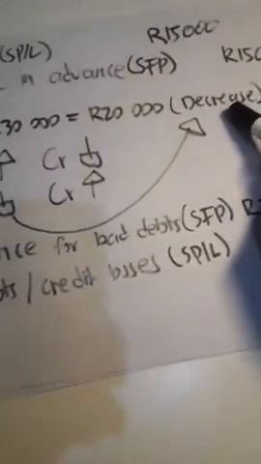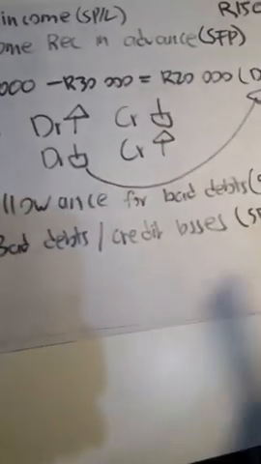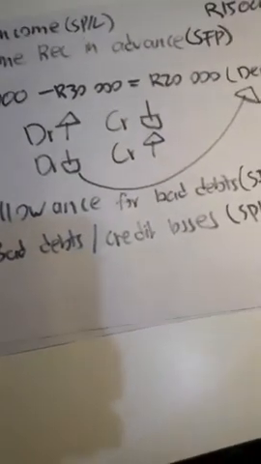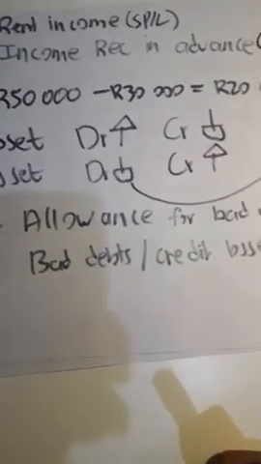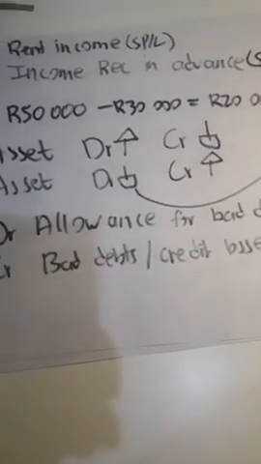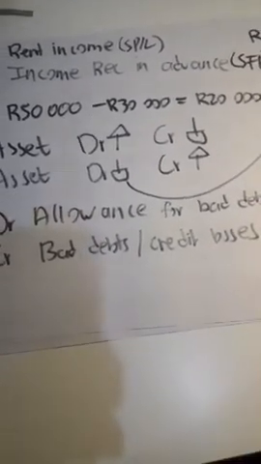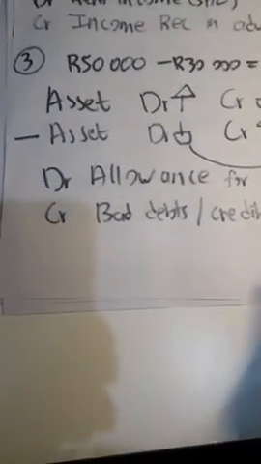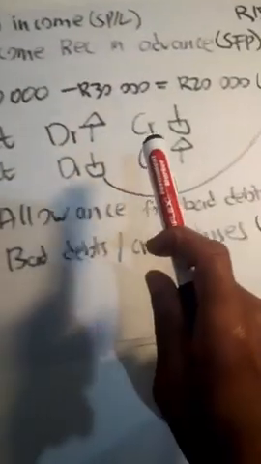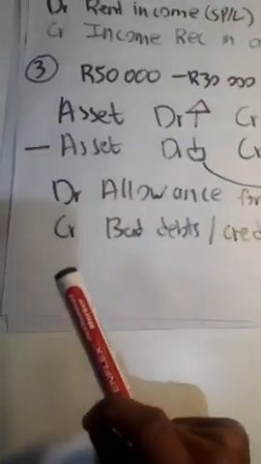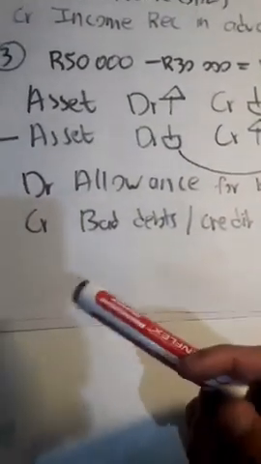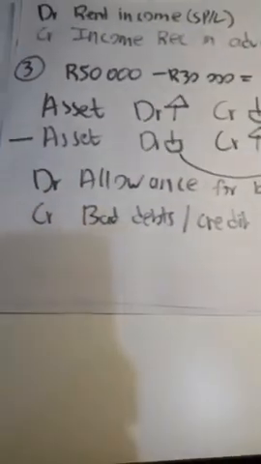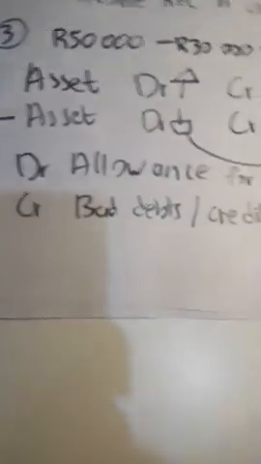So if it's decreasing, you're gonna debit your allowances for bad debts, and then you credit bad debts or credit losses. But if the one on the adjustment is more than the one on the trial balance, so listen to me. If the one on the adjustment is more than the one on the trial balance, right? So it means you need to increase your allowances for bad debts. And then allowances for bad debt is a negative asset. Where does your negative asset increase? On the credit side. So it means now you're going to credit allowances for bad debts, and then you're going to debit bad debts with the difference. Are we following?